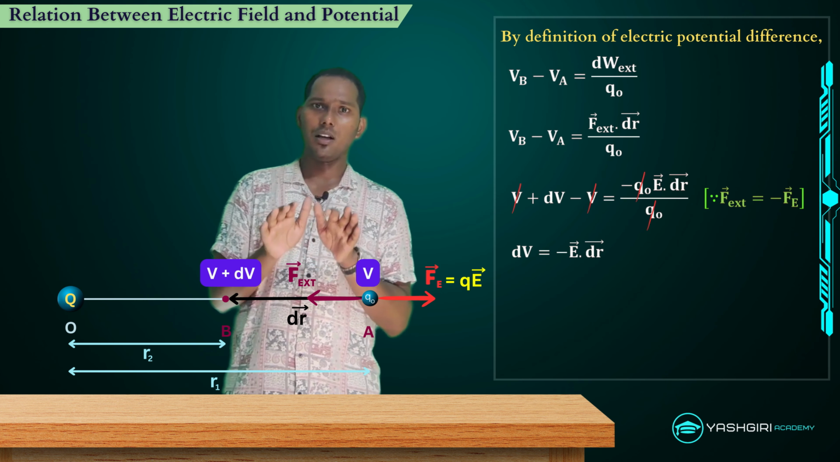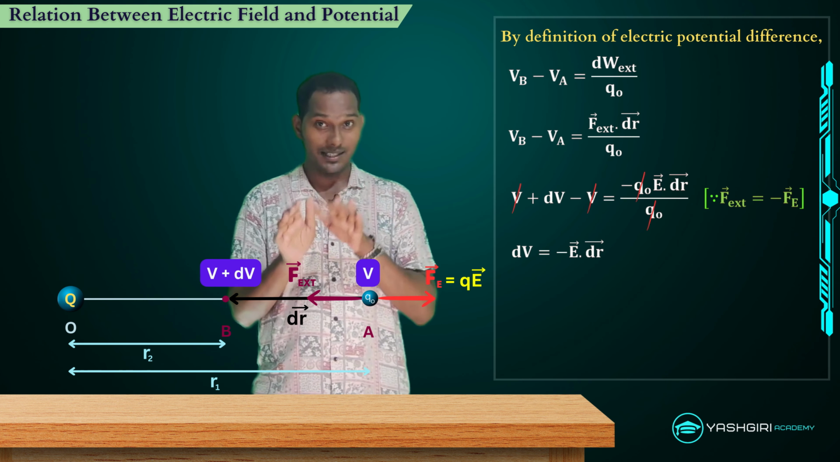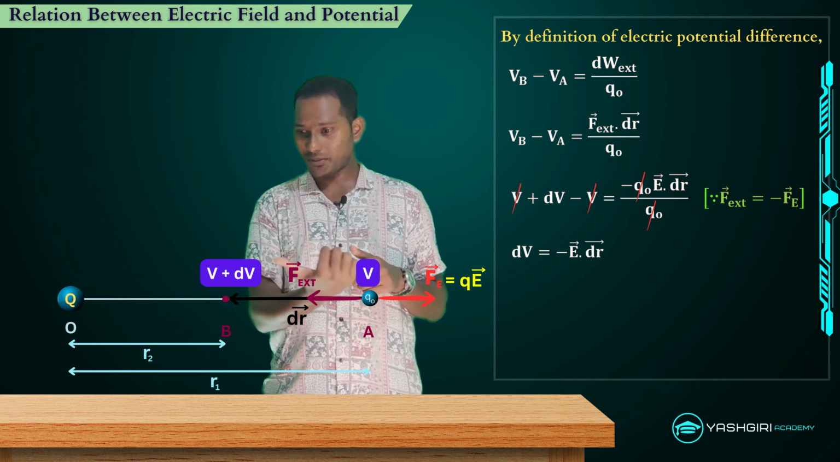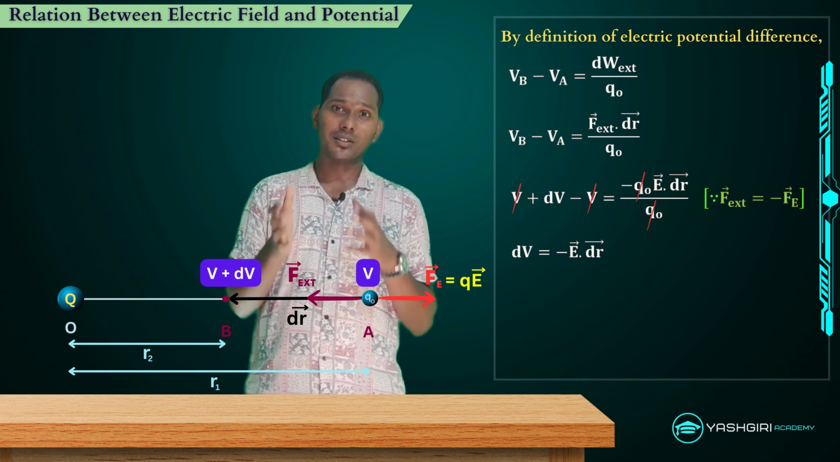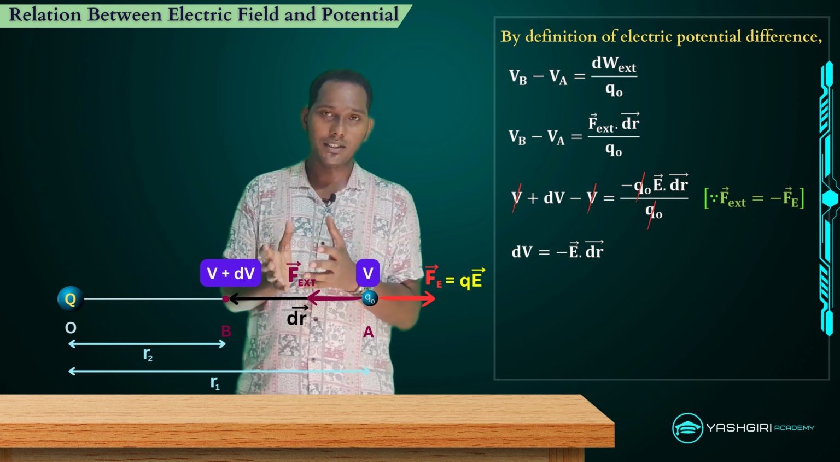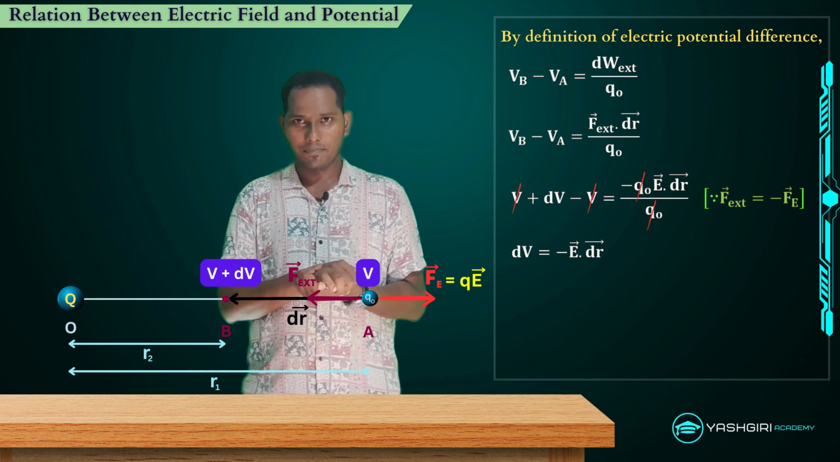But as of now, students, I won't be taking that sign. I know that, since external force as well as displacement are in the same direction, the work done by an external force will be positive, right? That is what I can say, right?